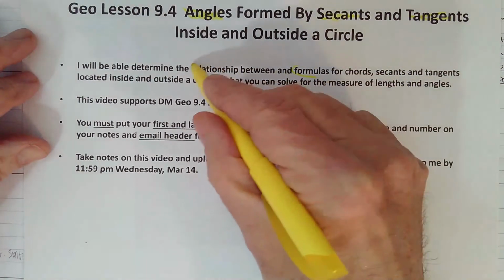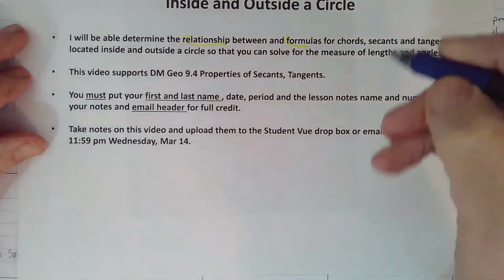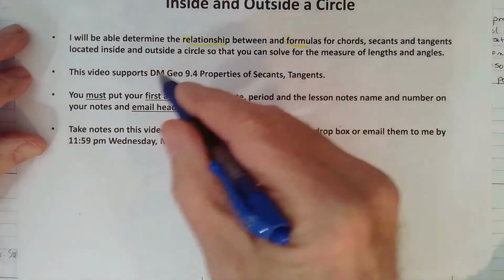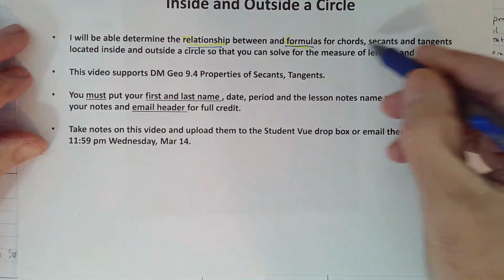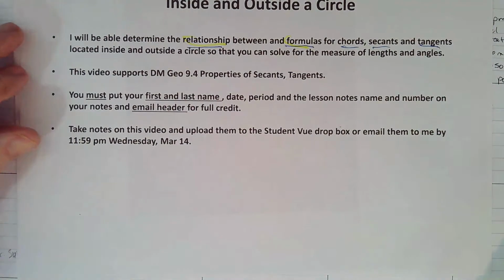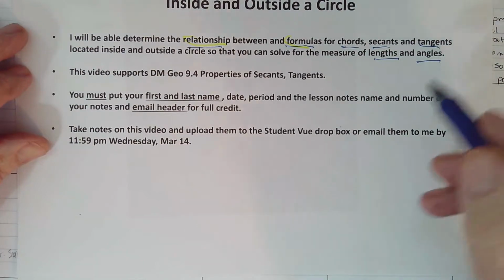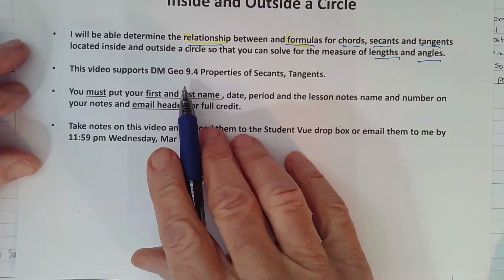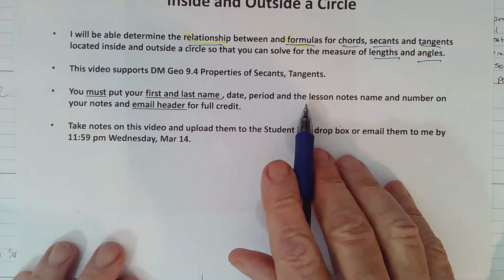So relationship and formulas for chords, secants, and tangents which are located inside and outside of a circle. And so the idea is to solve for the measure of their lengths and their angles, okay? And so this video supports Delta Math Geometry Assignment 9.4, Properties of Secants and Tangents.